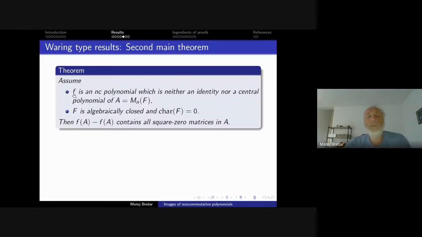Again, we have to assume that F is a polynomial which is neither an identity nor a central polynomial. This is the natural, obvious assumption one has to make. And now we are also assuming that the field is algebraically closed and of characteristic zero. So the field has to be nice. And then one can show that this set, F of A minus F of A, contains all square zero matrices. I do not know what can be said about other trace zero matrices. But at least we know that it contains all square zero matrices.